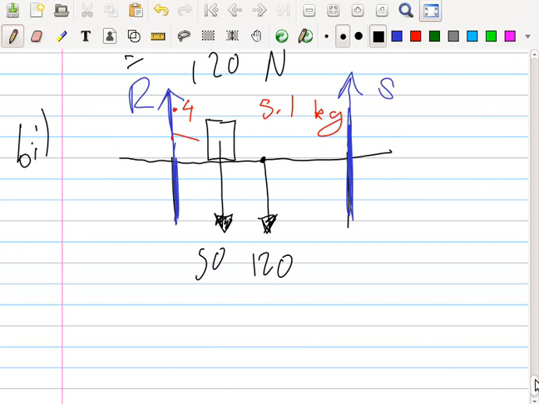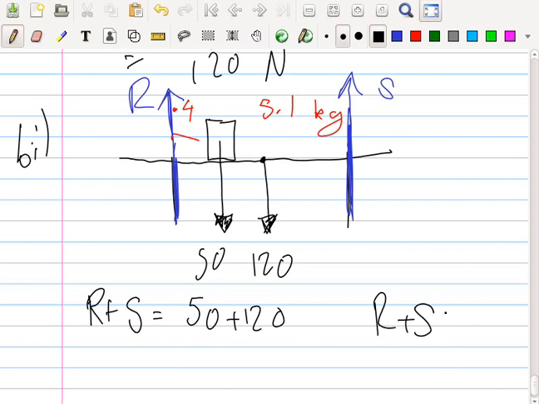So what can I say about the forces here? Are they balanced? Yeah, they should be balanced. They should cancel. So can you give me an equation here? So I'm thinking R plus S. What should that equal? 50 plus 120. So R plus S equals 170. Now, the problem is I need another equation. What could I use as my second equation?